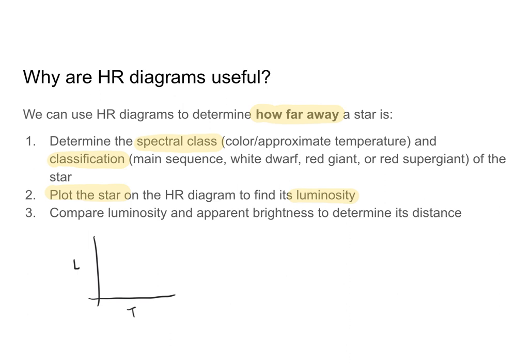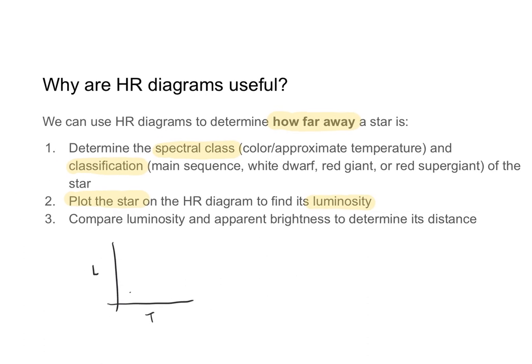So if I look at a star and I know that it is very hot, but not very luminous, if I know it's a white dwarf, then I can plot it on my HR diagram and figure out what its luminosity is by just putting it in its general region on the HR diagram.